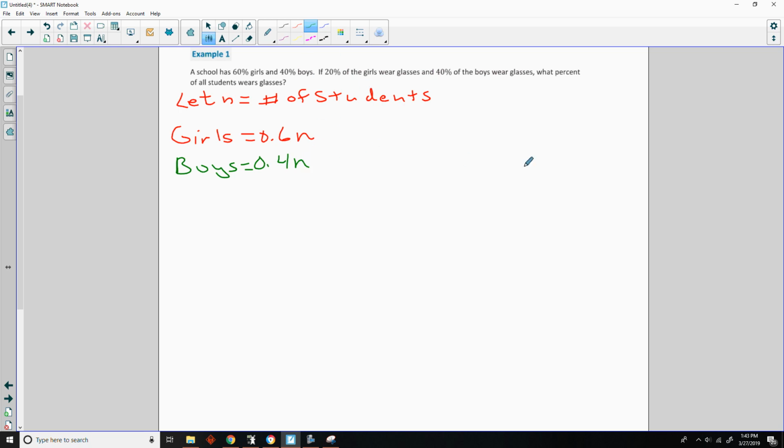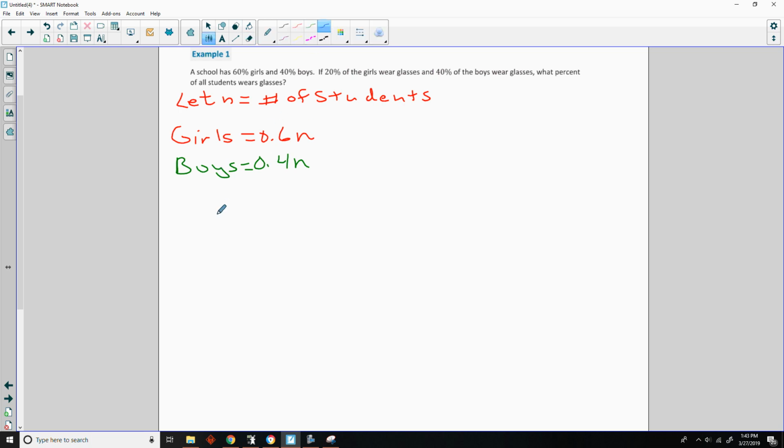Once I do that, what does this ask us to do anyway? What percent of the students wear glasses? So the number of girls wearing glasses is as follows. 20% of the girls. So that would be, let me change colors.